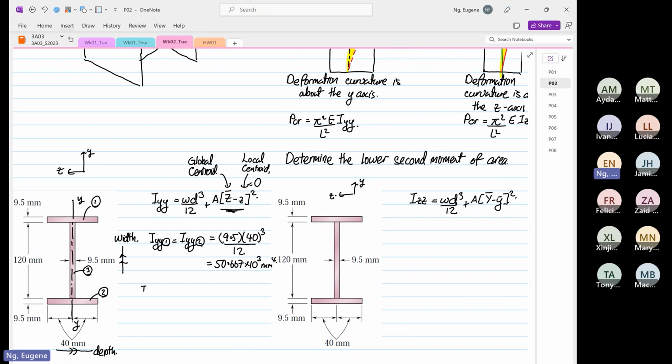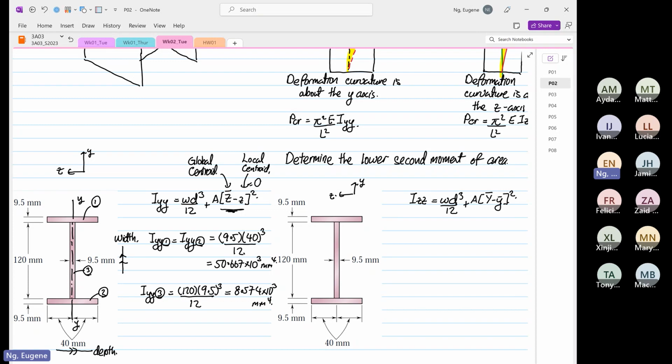And then we are going to determine IYY at number 3 section. So the width is equal to 120. The depth is 9.5 cube over 12. So this will be equal to 120 times 9.5 to the power 3 divided by 12 is equal to 8.574 times 10 to the power 3 millimeter to the power 4.